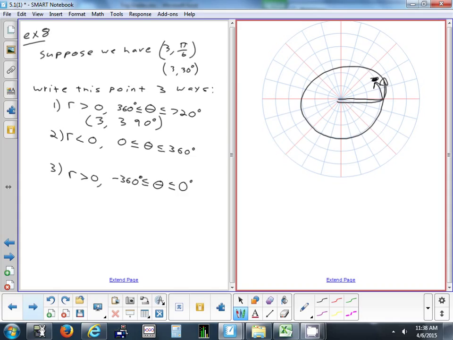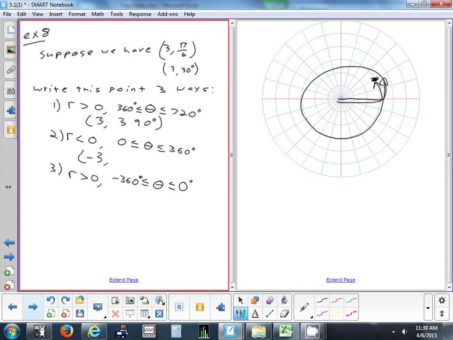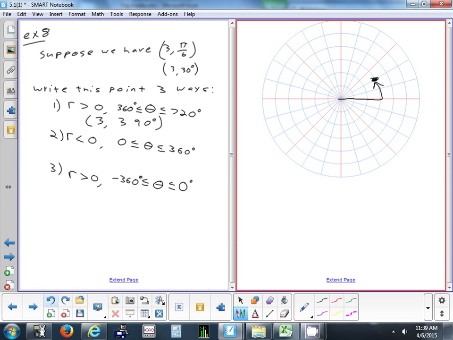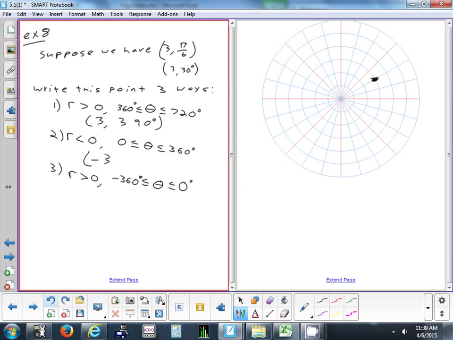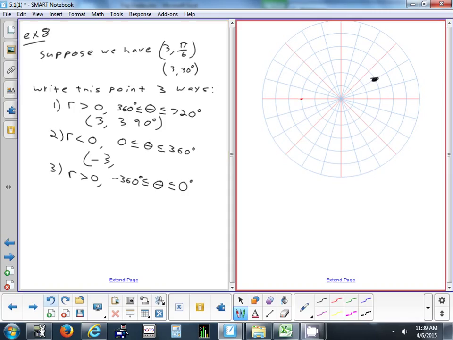Okay, next one. They want R to be negative. So what would R have to be this time? Negative. It's got to be -3. All right. You know what? Let me get rid of that so it doesn't get too confusing. So we're going to go left 3. So start from there. And now we need to go in a positive direction, so counterclockwise.